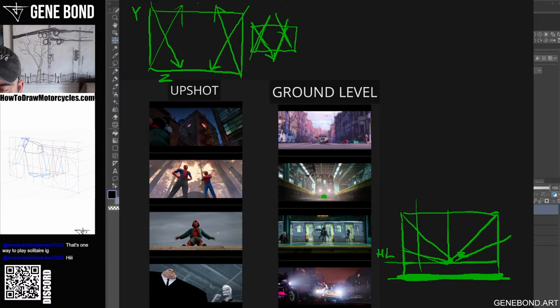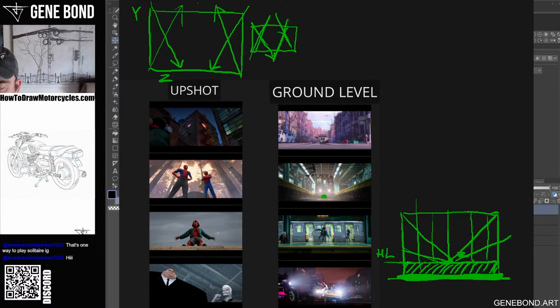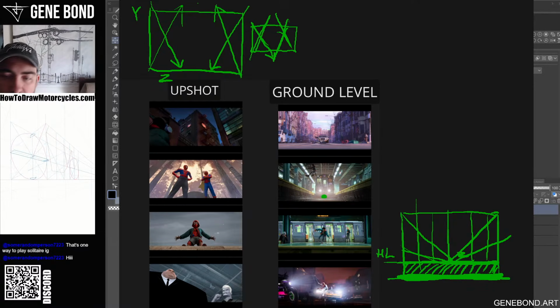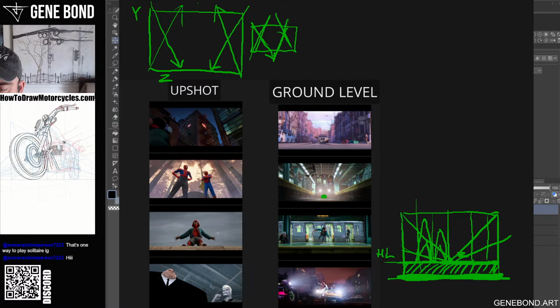What's important is that below the horizon line nothing happens anymore. So it's just the end of this picture. So people are standing here on this ground, some buildings there and stuff.